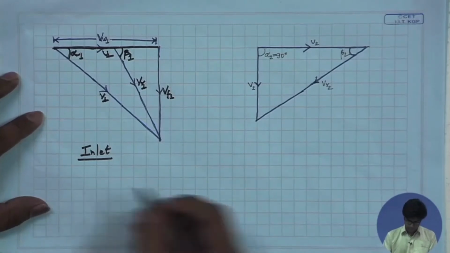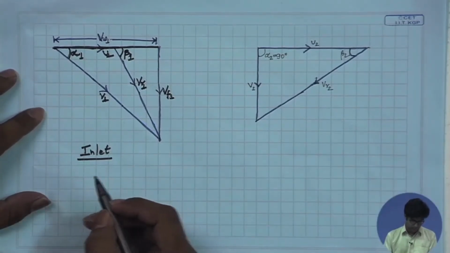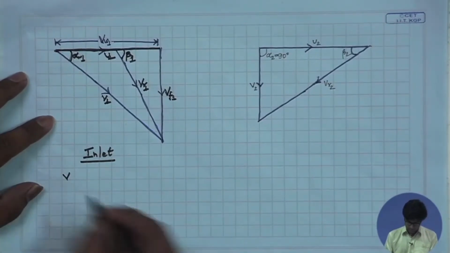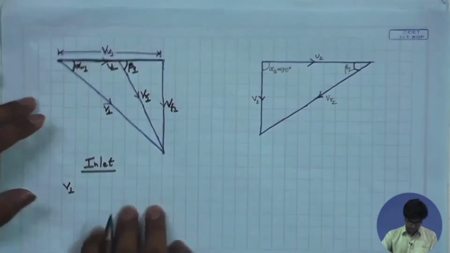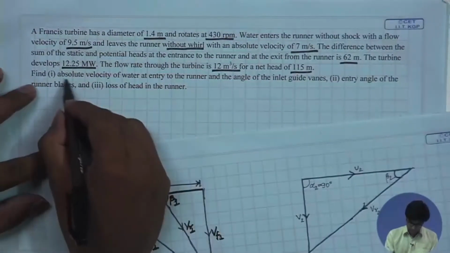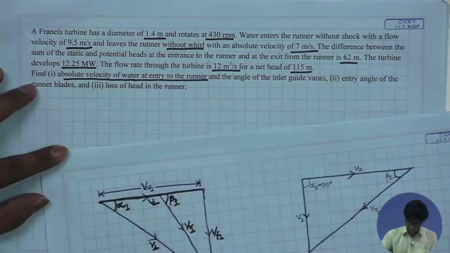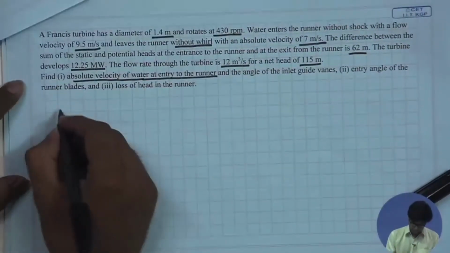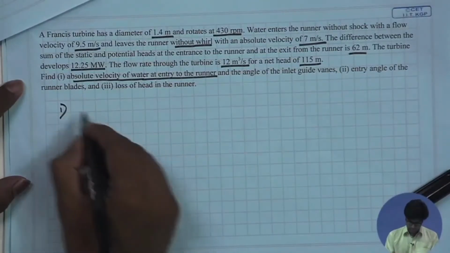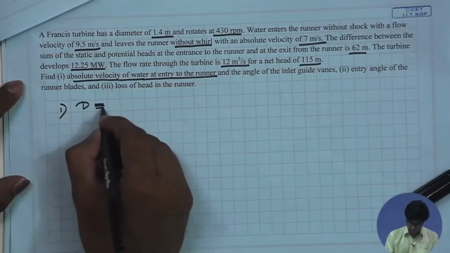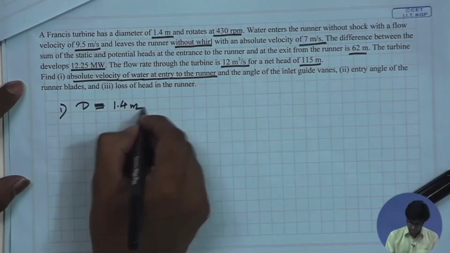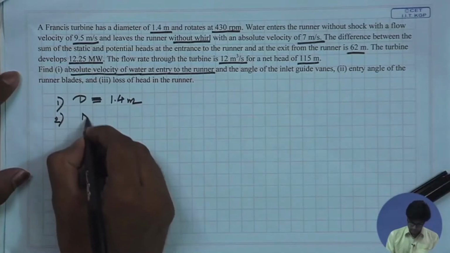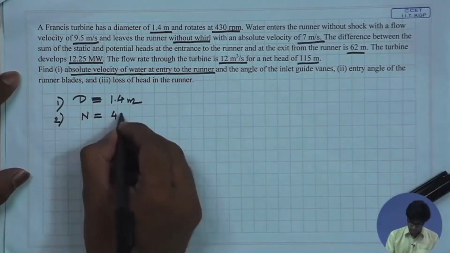So this is the inlet velocity diagram. Basically in the first part we are required to find out the absolute velocity of water at entry to the runner, that is V1. First let us see what parameters are given. The diameter of the runner is given as 1.4 meters. Second, the rotational speed of the runner is given as 430 rpm.